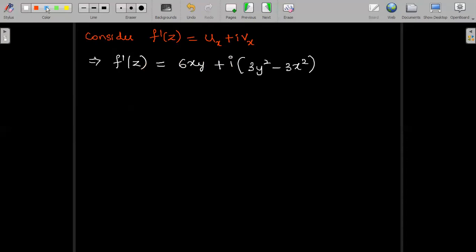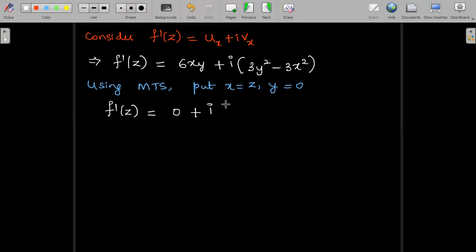Now we will apply Milne-Thomson substitution. In the Cartesian form, using Milne-Thomson substitution, we can put x is equal to z and y is equal to 0. When we substitute x is equal to z and y is equal to 0, we obtain f dash of z as a function of z. So this will give me, since y is 0, first term will be 0 plus I into 0 minus 3z square. So we obtained f dash of z as a function of z as minus 3iz square.